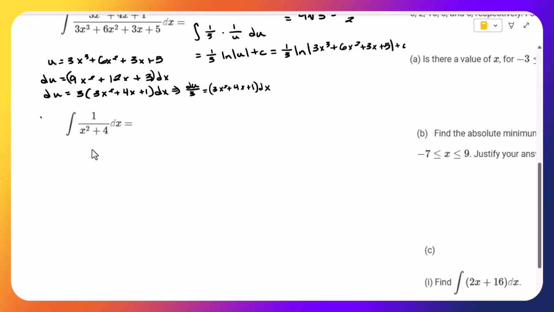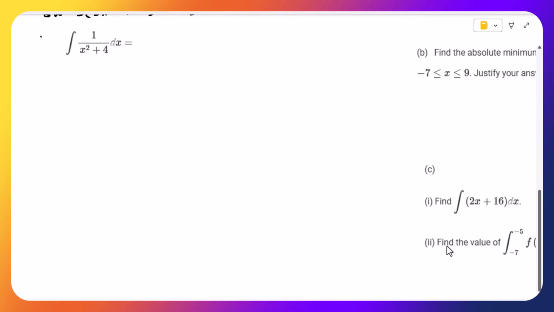Last one, this one is very similar to the first one we did, so I want you to try this one on your own, and then we'll come back. And when I come back, I'll have this one and talk through it kind of quickly.